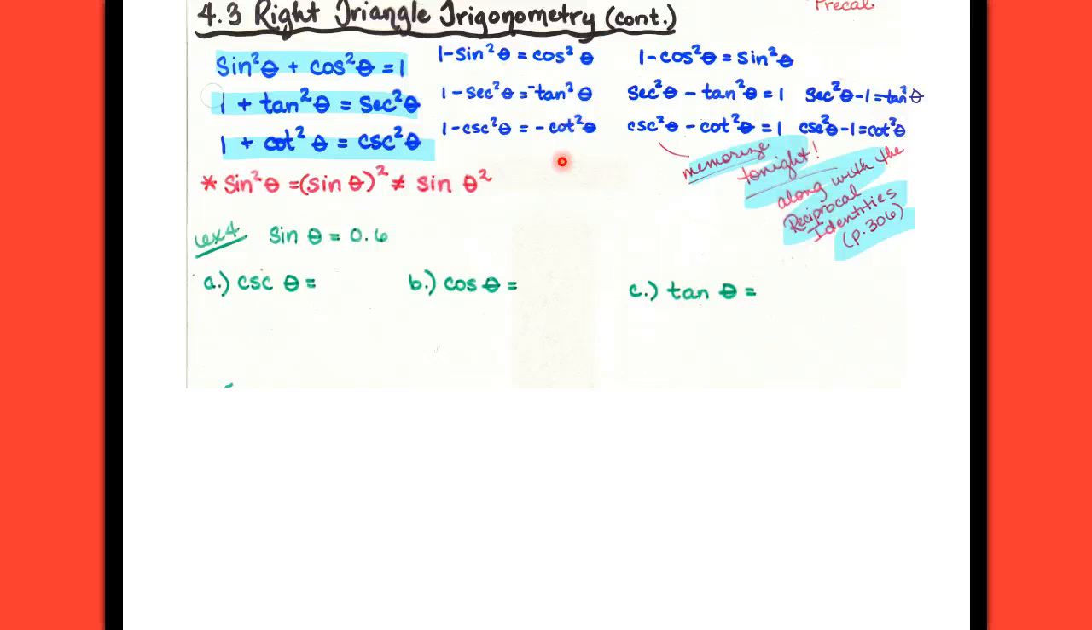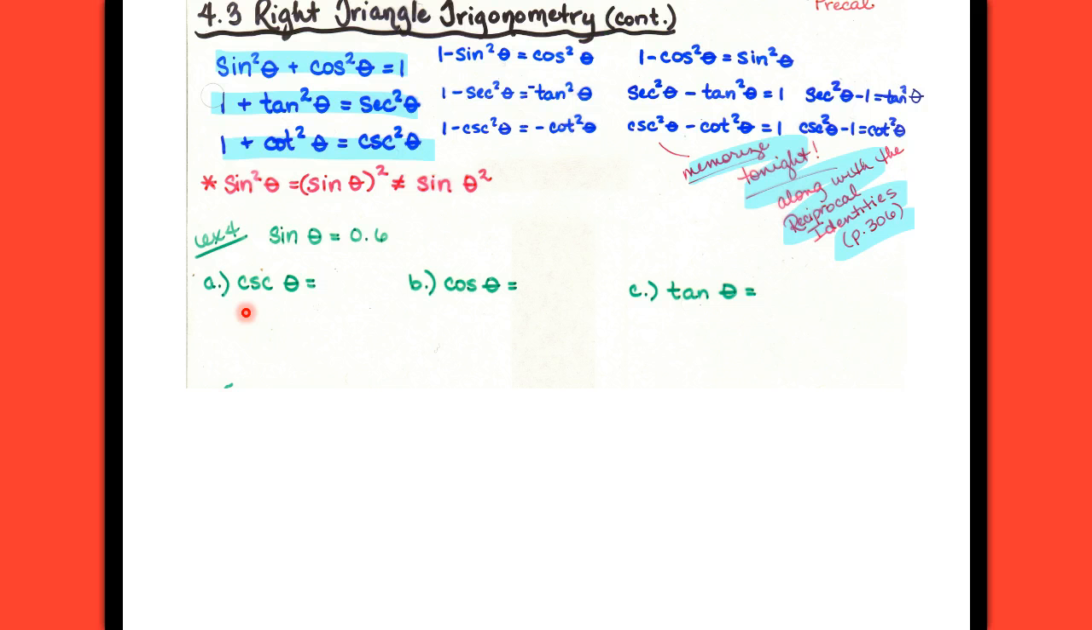All right, so example number 4. Example 4 says, let theta be an acute angle such that the sine of theta is equal to 6/10. Then find the values of cosecant, cosine, and tangent using these trig identities that we just got on the top of page 306. Okay, so if I know sine, how can I find cosecant?